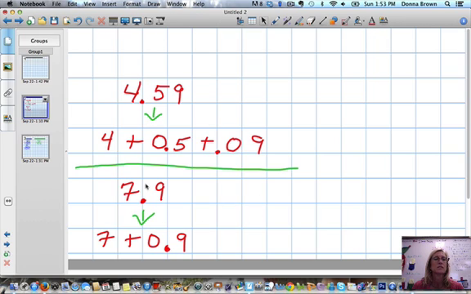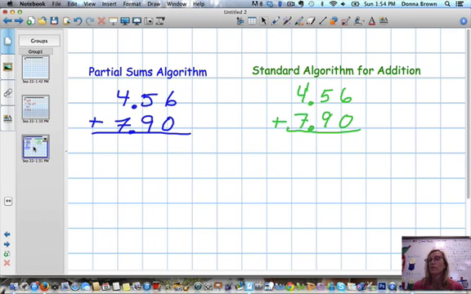So let's do some addition with these numbers. With the partial sums algorithm, again, we'll start over here. We look at the biggest place value. In this case, it would be the ones column, and I can see that 7 plus 4 is 11. So I would write 11. Then I move over here and add 9 plus 5, which is 14, but it really is 1 whole and 4 tenths. And then the last column is 6 plus 0, which is 6 hundredths.